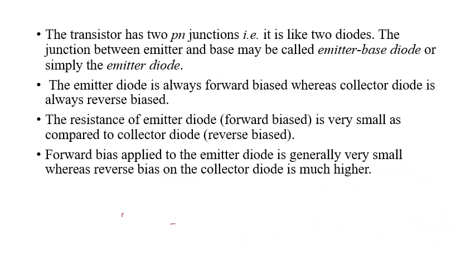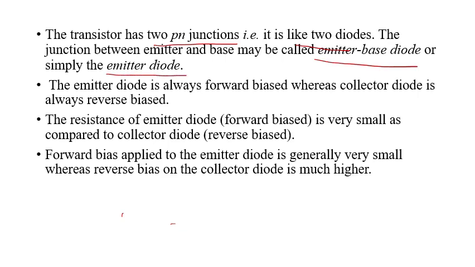Now, I have told you there are two types of diodes. We can consider a transistor as a combination of two PN junctions, so you can assume it to be two diodes. The diode formed between the emitter and the base is called the emitter-base diode, or simply the emitter diode.